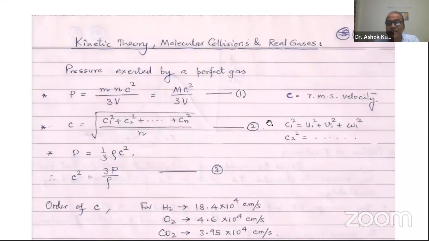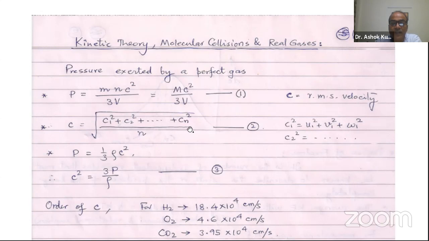Okay, so we can say that C1, the net velocity of the first particle, is actually the resultant velocity. It is the composition of these three velocities, and because velocity is a vector quantity, the three velocities acting on this particle result in C1. So C1 square can be given as u1 square plus v1 square plus omega1 square. Similarly, for particle number 2, C2 square can be written as u2 square plus v2 square plus omega2 square, and so on.